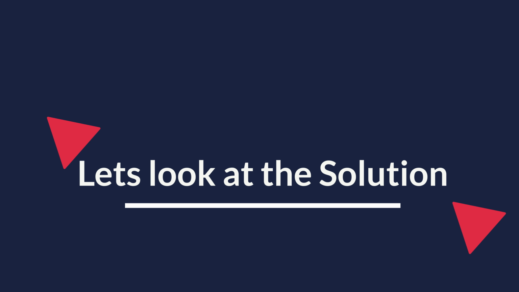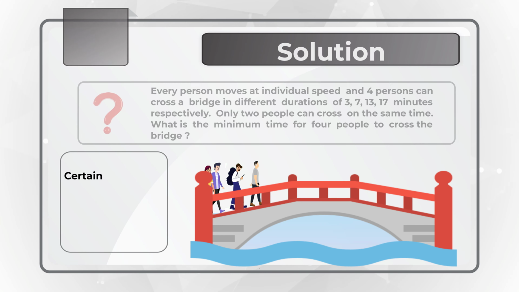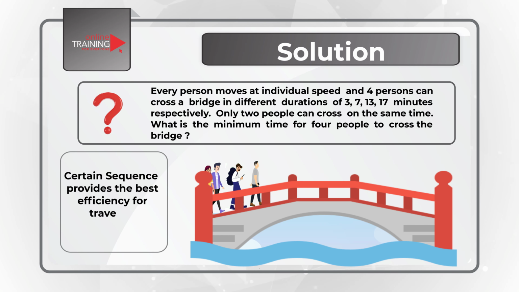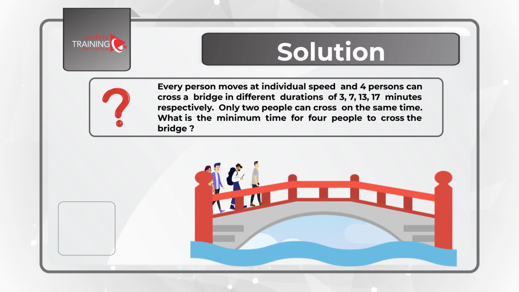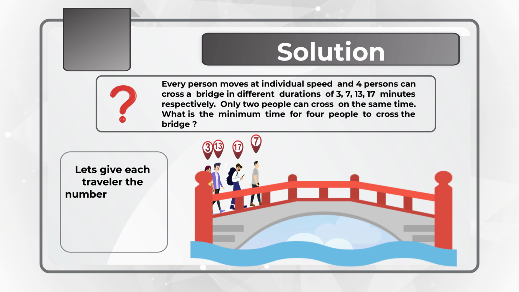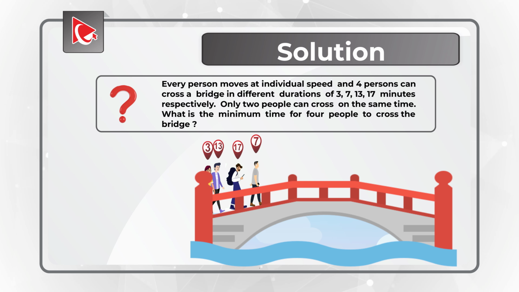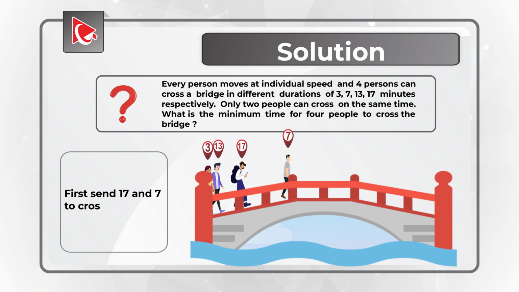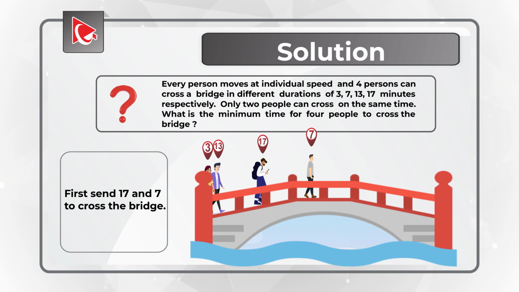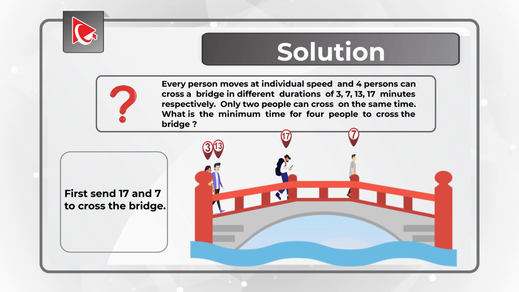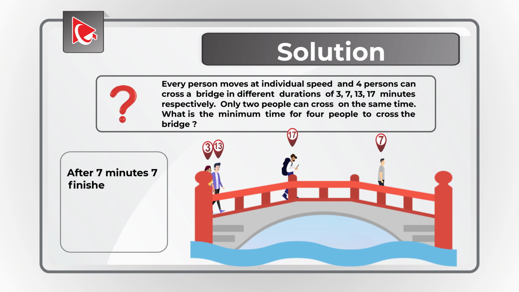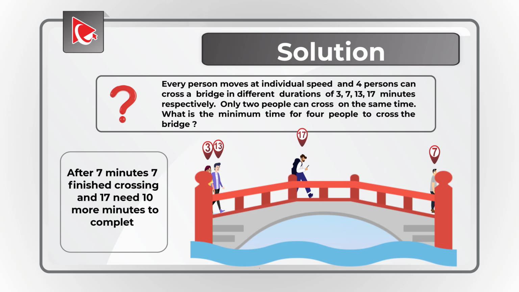As you might have determined, a certain sequence provides the best efficiency for travelers to cross the bridge. Let's give each traveler a number based on the speed this person can cross the bridge. We will first send number 17 and 7 at the same time to cross the bridge. After 7 minutes, number 7 finished crossing the bridge. And number 17 needs an additional 10 minutes to complete the travel.